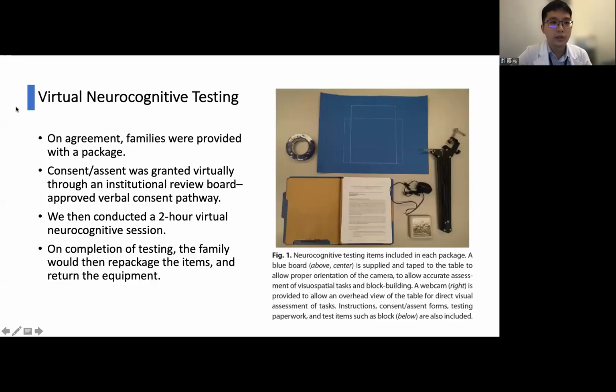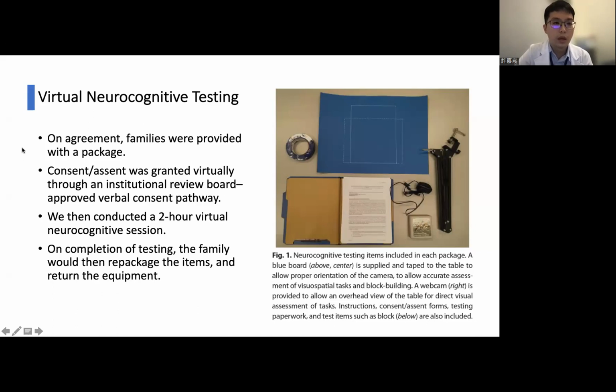And here for the virtual neurocognitive test, as we can see in the picture on the right side, there is a package, and a blue board is applied and taped to the table to allow proper orientation of the camera and allow accurate assessment of visual spatial tasks and block building. Another webcam is provided to allow an overhead view of the table for a direct visual assessment of tasks. Other instructions, consent and assent forms, testing paperwork, and testing items such as blocks are also included.